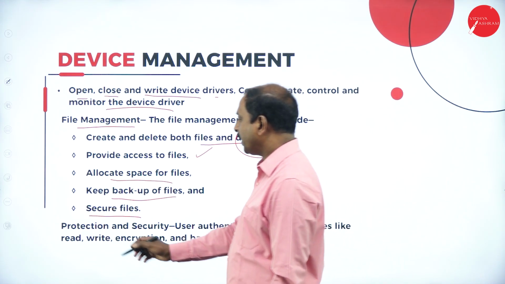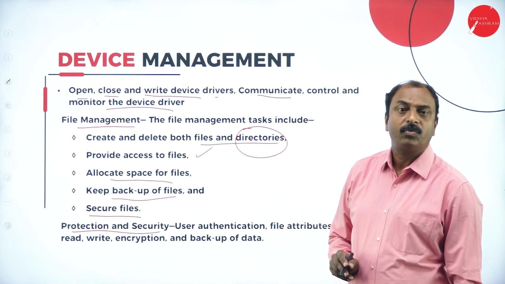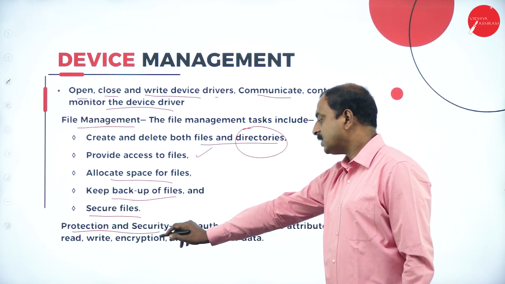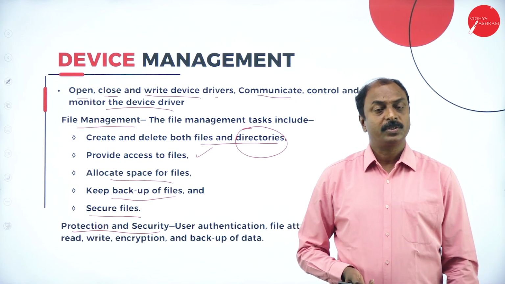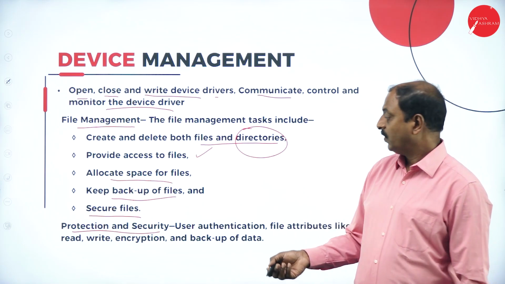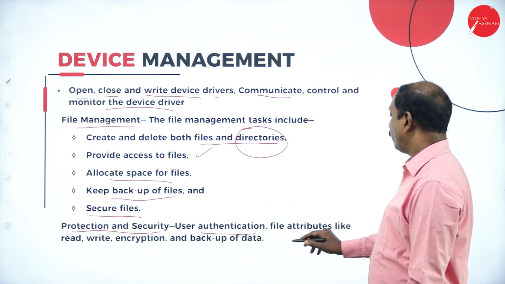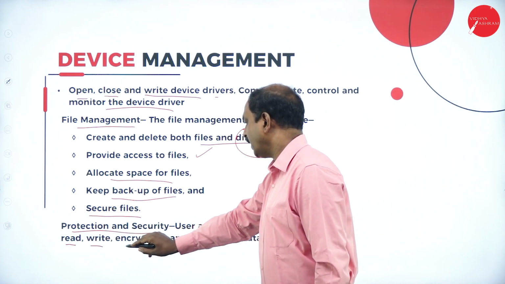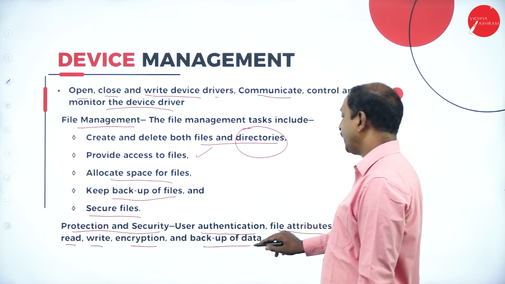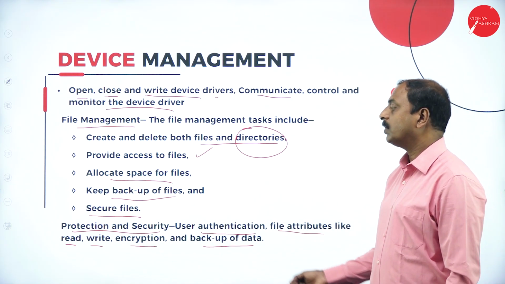Next one is protection and security. Another important function of the operating system is this, where we protect our hardware resources or software resources with the help of user authentication, file attributes like read and write, encryption, and backup of data. All these are different methods of securing our files.